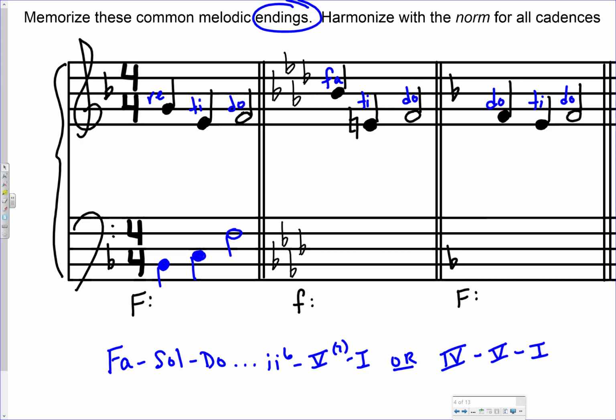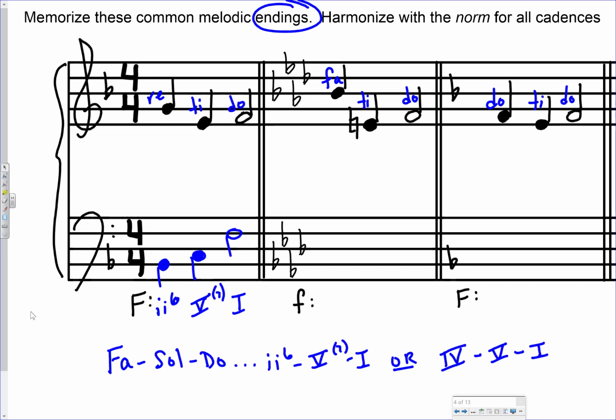What would the Roman numeral analysis be? And do not forget any Arabic numerals that you may need. We're looking at a 2-6 to a 5, or a 5-7 to a 1. Here's a special note. We love to write the 2 chord in first inversion. I wouldn't write the 2 chord otherwise for harmonizing a melody. Make it a 2/6.